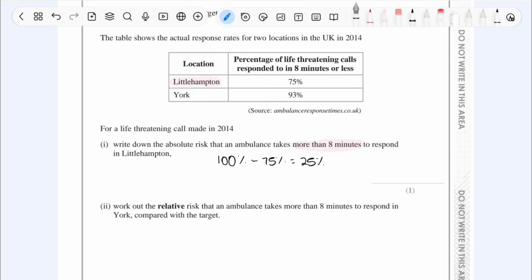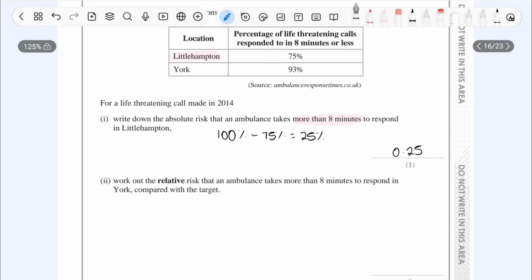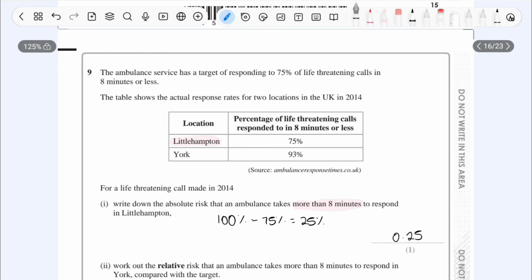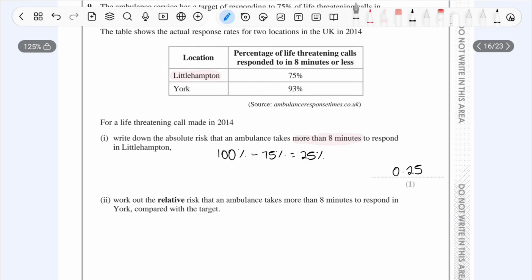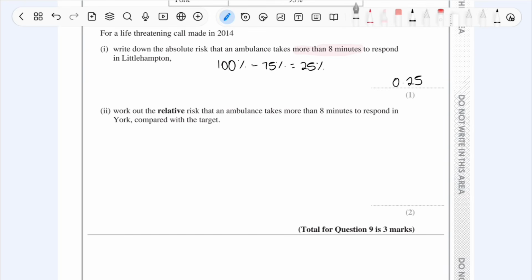25% are done in 8 minutes or more. Now write down the absolute risk. The absolute risk means that you're just looking at that in general. You're not looking at it in comparison to another variable or another location. So it'll just be 0.25. For part II, we need to work out the relative risk that an ambulance takes more than 8 minutes to respond in York compared with the target. Now, we need to bear in mind that the target for the actual national was 75%, and Littlehampton actually met that, so that's quite an interesting thing to note.